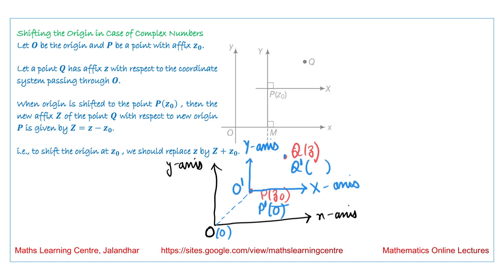Now the coordinates of this point Q dash will be Z plus Z naught. It means that if we shift the origin to Z naught, then we have to replace this small Z by Z plus Z naught. Corresponding to any point, we have to perform this operation.